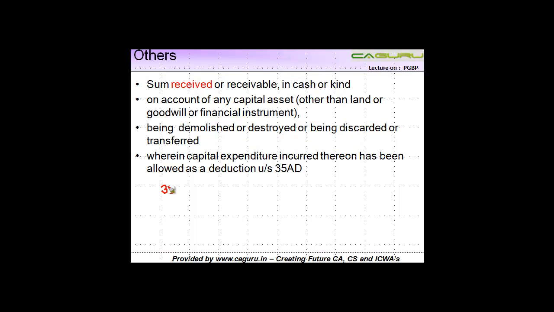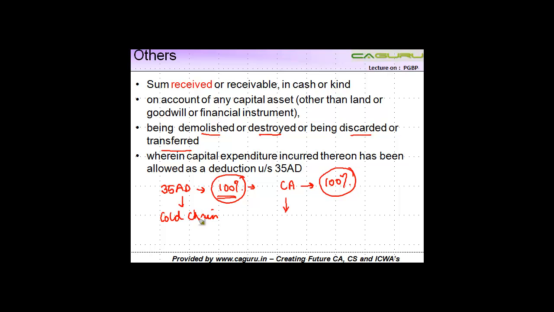So let's first see what is this creature called 35 AD. 35 AD is a section which allows you 100% deduction, and these percentages keep on varying from time to time. Okay. So let's say, for example, suppose on one capital asset, let's call it CA, you claimed 100% deduction. After some point in time, when this capital asset is either demolished, destroyed, discarded or transferred, you may get some amount of money. And 35 AD is in respect of certain specified businesses including cold chain, and others.